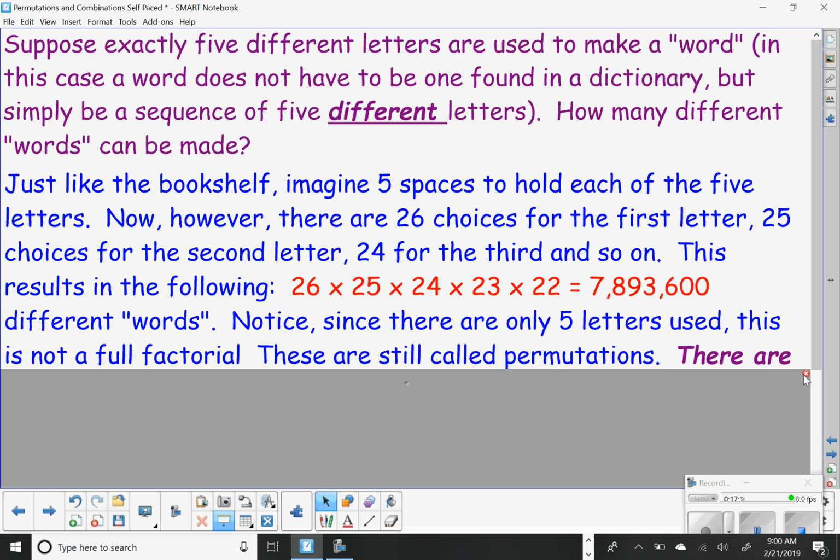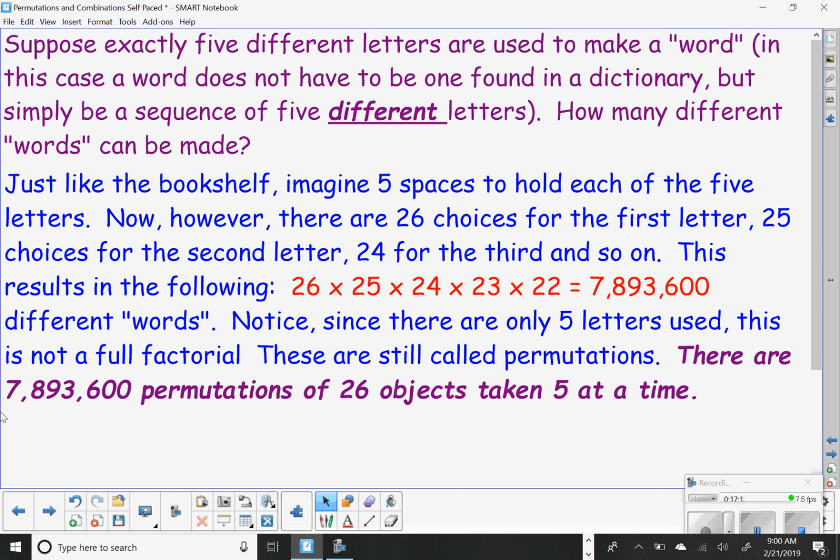It's called a permutation. There are 7,893,600 permutations of 26 objects taken 5 at a time. Okay, notice the first place I used 26. That one letter can't be used again, so I've only got 25 in the second place. Now that letter can't be used, and I'm down to 24 letters for the third place, and so on.